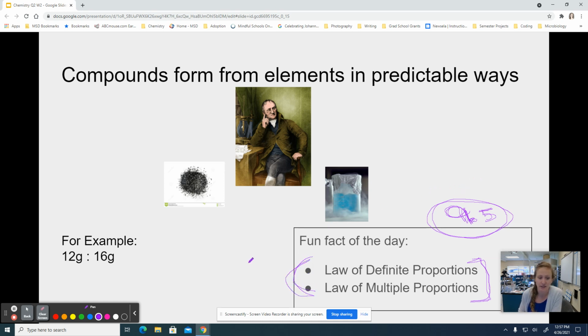Basically, he concluded using masses that atoms exist. Those masses were his evidence for the existence of atoms, and atoms can only combine in whole number ratios. You can never combine half an atom, right? So read more about it.